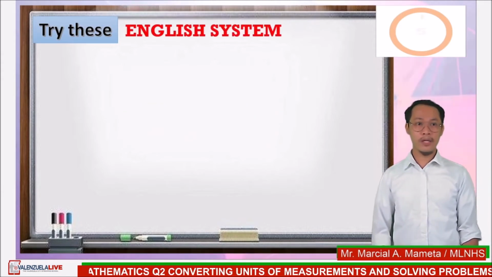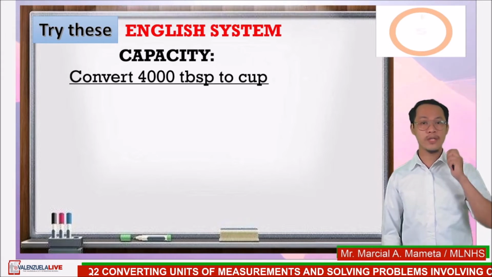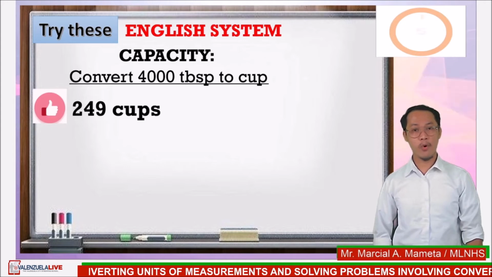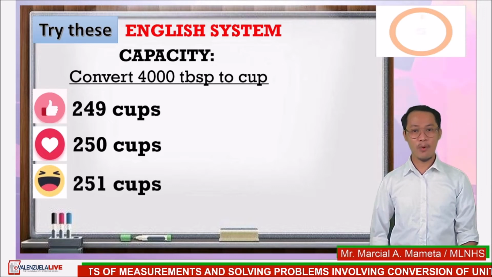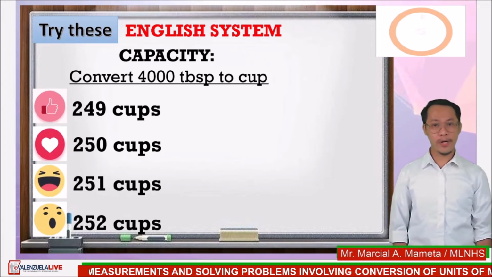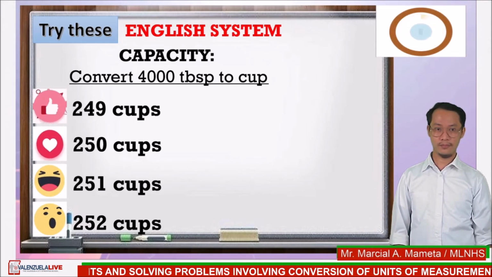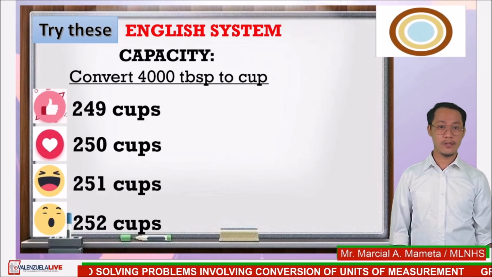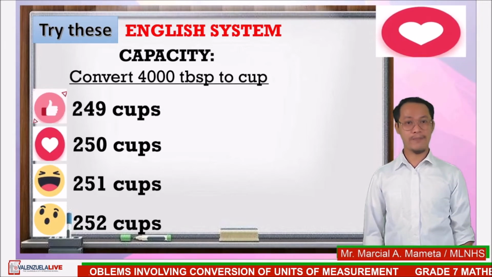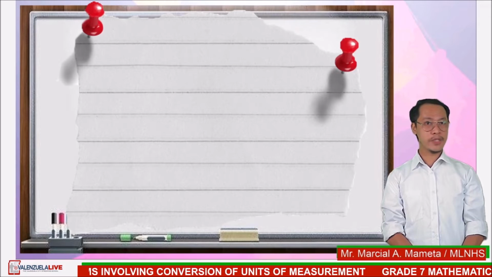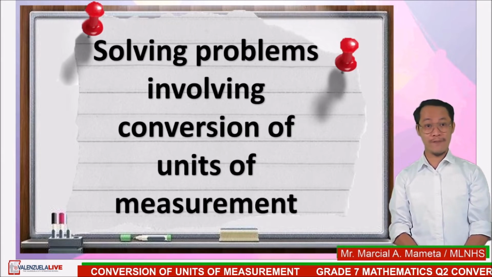Last one, English system. Again, this time capacity. Convert 4,000 tablespoons to cups. Like for 249 cups, heart for 250 cups, haha for 251 cups, and wow for 252 cups. 5 seconds. Time is up. The correct reaction button below is the heart button. Good job. Let us now proceed to our next topic, which is solving problems involving conversion of units of measurement.